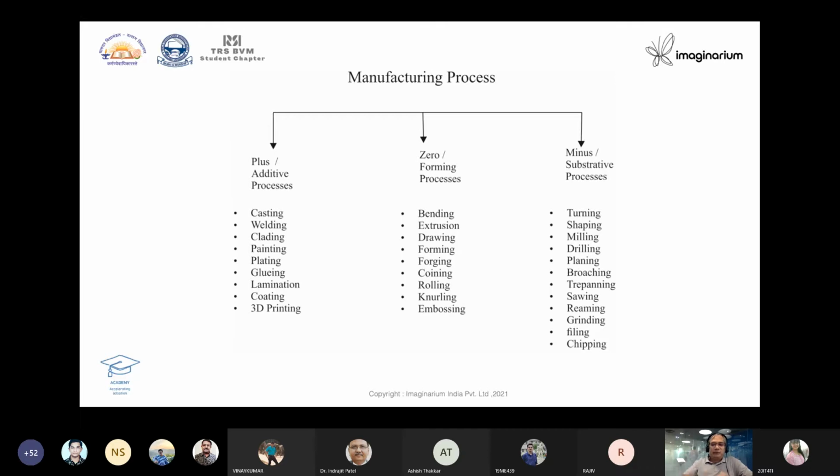And you can see zero process or bending, extrusion, drawing, forming, forging, coining, rolling, knurling, embossing. And likewise, you have subtractive: turning, shaping, milling, drilling, planing, broaching, trepanning, sawing, reaming, grinding, filing, chipping, and many more.